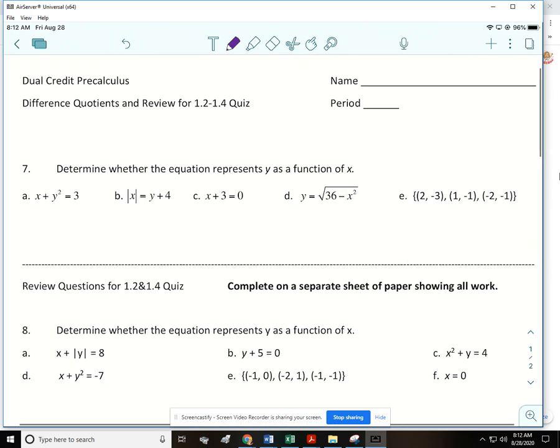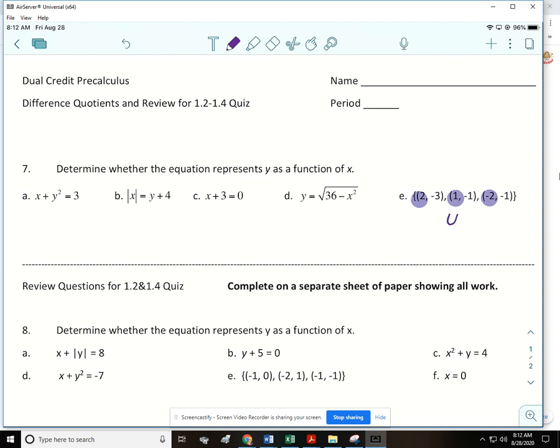I wanted to make this video to help you guys getting ready for your quiz. Normally my students have a lot of questions about determining whether an equation is a function when it's written in algebraic form. The ordered pairs, I think you guys are good. So like on E, when we're looking at a set of ordered pairs, you're just making sure that the x value doesn't repeat. So each x is paired with exactly one y value.